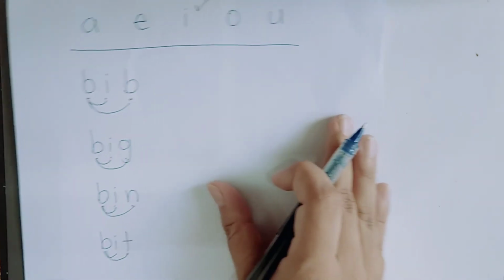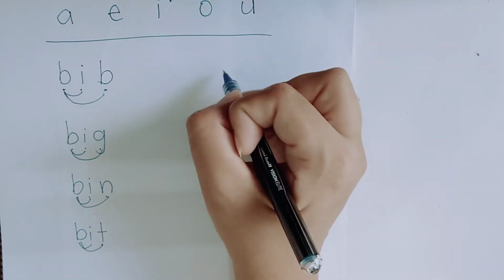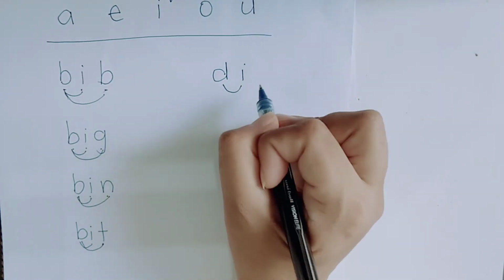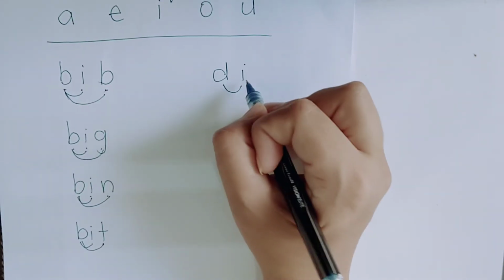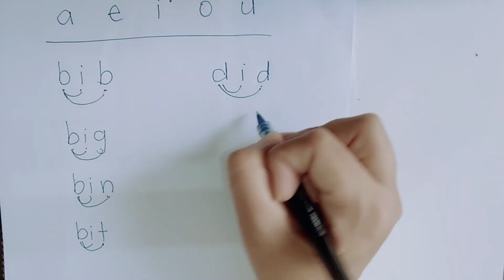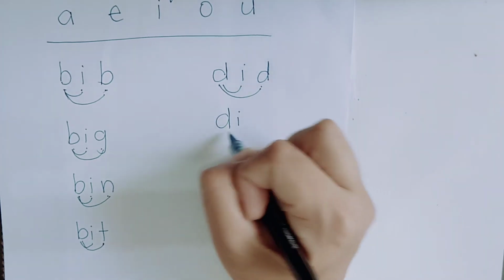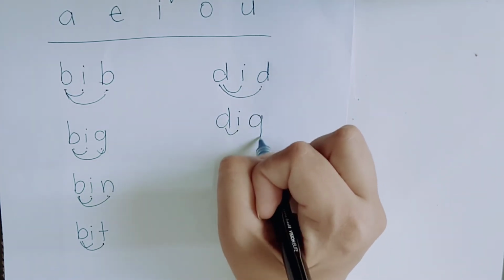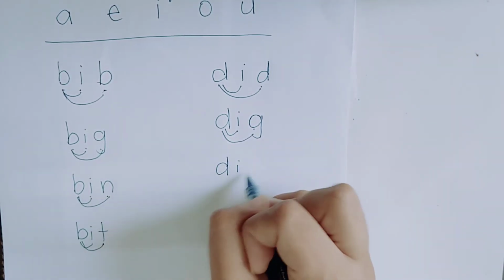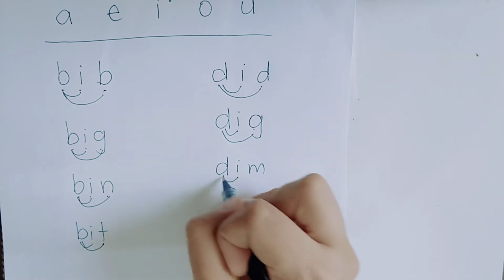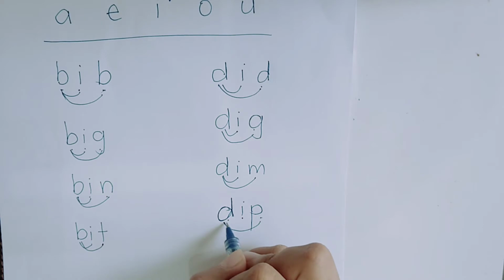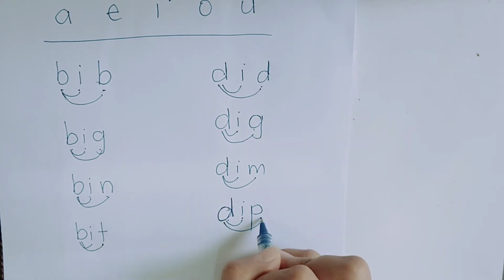Now, look at some blends with the letter D. D. I. D. Did. D. I. G. Dig. D. I. M. Dim. D. I. P. Dip.